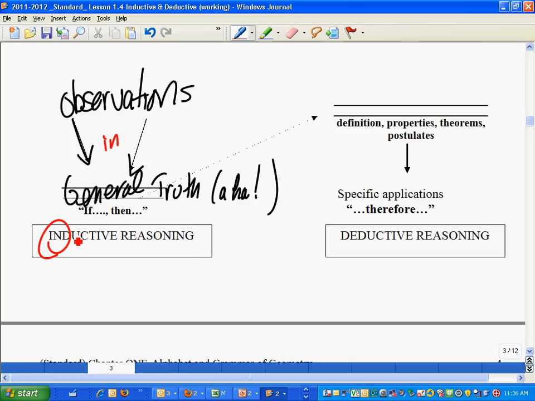Okay. If I take my aha and I apply it to a certain situation, that's called deductive reasoning. So if I go like this, listen, here's the difference. Listen, I'm going to show you right now. Put hands in front of you. Take in. Say in.